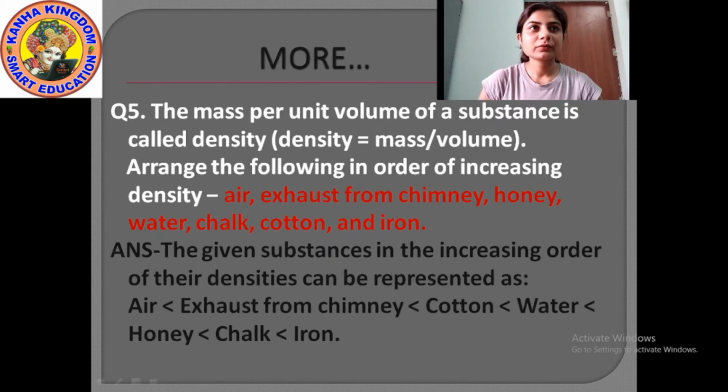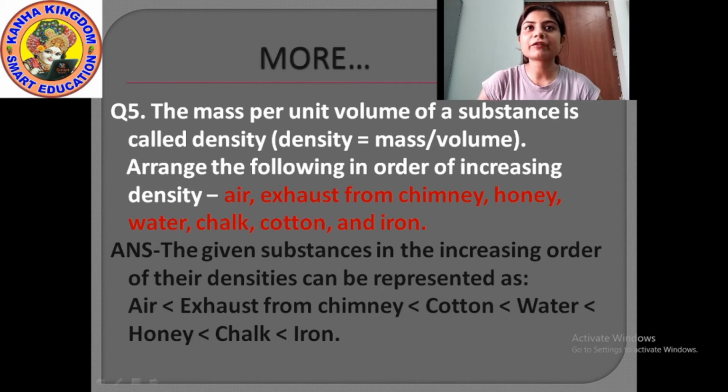So students, now question number 5. The mass per unit volume of a substance is called density. Density is equal to mass per volume. What do you mean by density? Mass means weight. Weight of a matter per volume. Volume means the space that it occupies. Understood? So density is the weight of a matter, that means a substance.